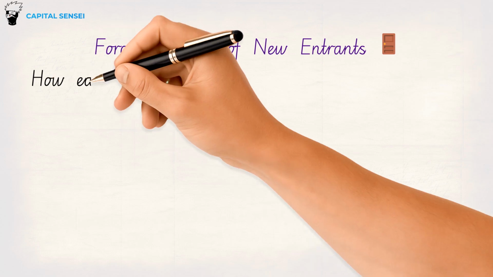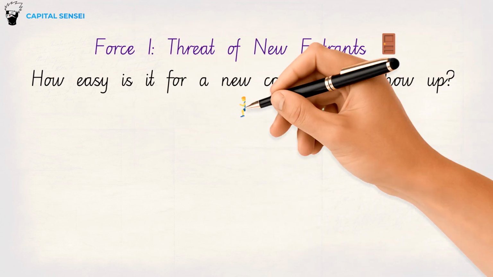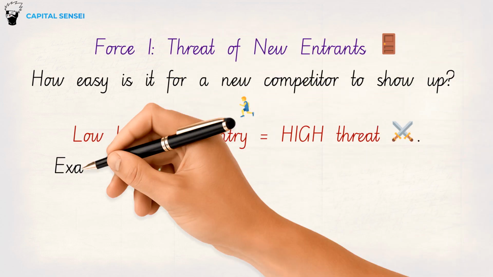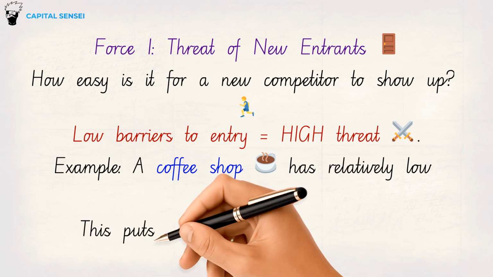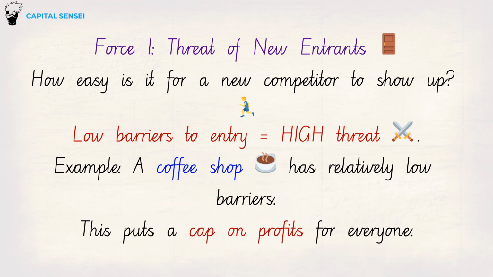This is absolutely critical. The first force is the threat of new entrants. This simply means, how easy is it for a new competitor to show up and start taking your customers? If the barriers to entry are low, then the threat is high. For our coffee shop, the barriers are relatively low. You need a location, an espresso machine, some beans, and a business license. It's not easy, but it's not like starting a car company.